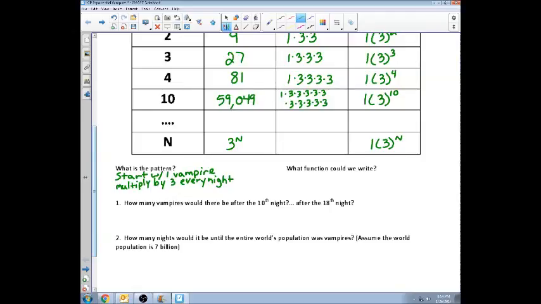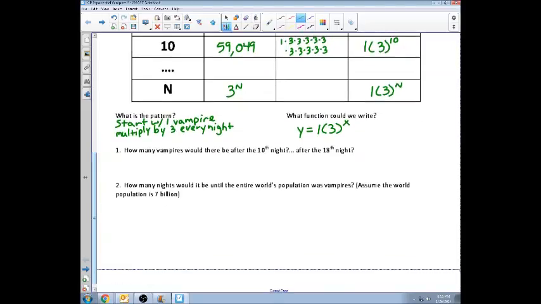So the function that I could write is y equals, or f of x equals, depending on how you want to look at that, y equals f of x equals 1 times 3 raised to, depending on how many nights we have, so the x or the nth, whatever we want to say. Our function is y is going to equal our exponent column. Okay? So let's take a look at some of the questions that they have for us here.